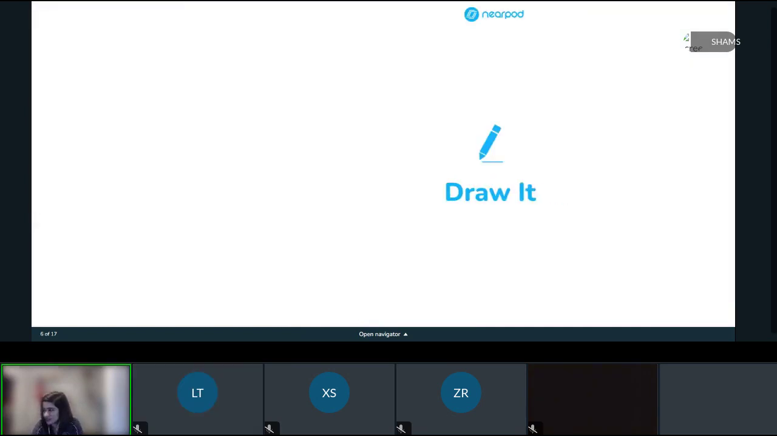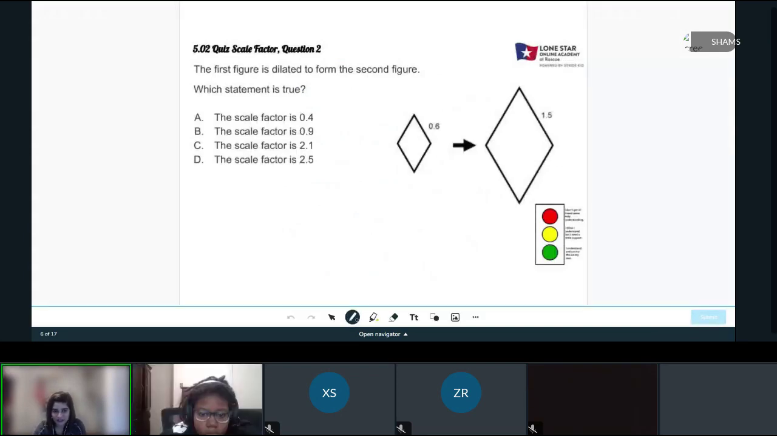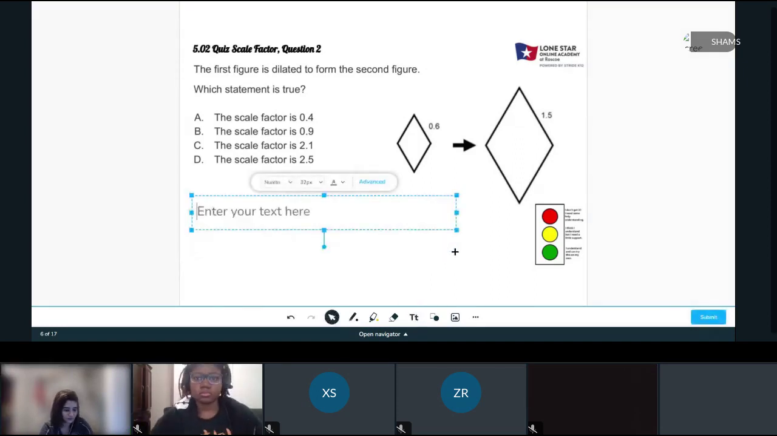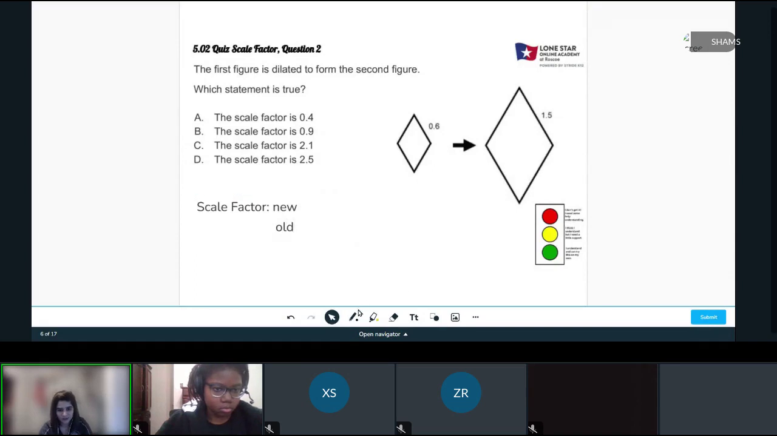Let's move on to question 2. The first figure is dilated to form the second figure. Which statement is true? And they're talking about scale factors. So we need the scale factor. Everybody, let's calculate. To find the scale factor, very simple. You're taking the ratio of new to old, or new to original. However it is easy for you to think about.